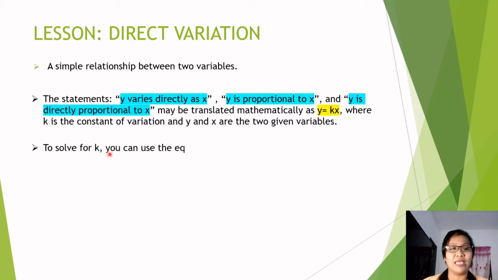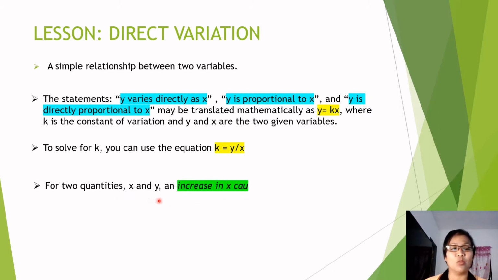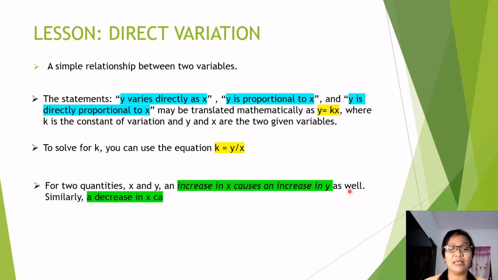To solve for k, you can use the equation k is equal to y over x. So, paano natin nakuha ito? Na-derive ang k is equal to y over x from our original equation y is equal to kx. For two quantities, x and y, an increase in x causes an increase in y, as well as, similarly, a decrease in x causes a decrease in y. So, ito ay para sa direct variation.